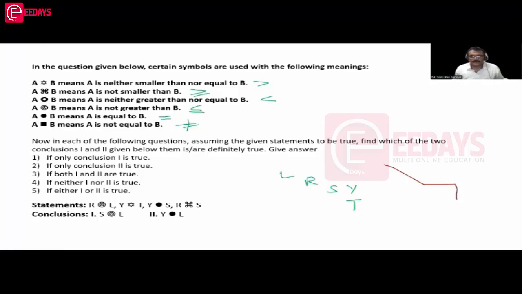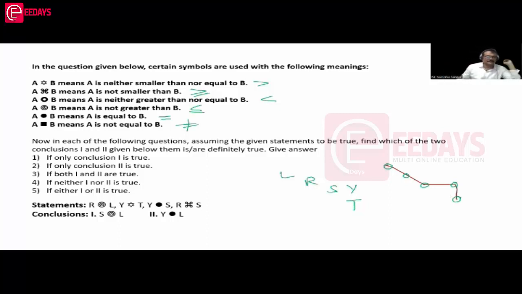So L, R, S, Y and T. There is a vertical line between LT, RT, ST, YT. L or S, diagonal line only. S and Y, horizontal line only.